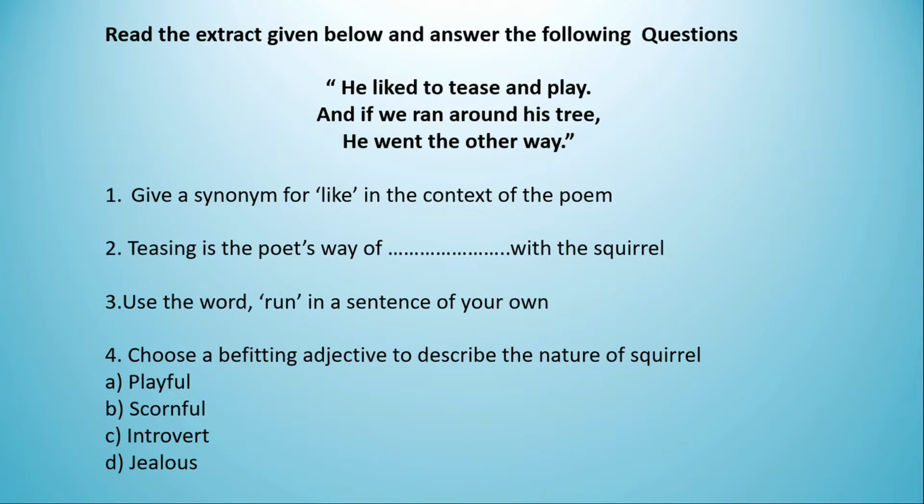So the line goes, he liked to tease and play. First of all, identify where these lines exist in the poem. Are they in the beginning or are they towards the end? He liked to tease and play, and if we ran around his tree, he went the other way. Children, you have to learn the recitation also, and I would highly recommend you to learn this poem by heart. Now these are the 3 lines I have already explained. The first question that you have to attempt is, give a synonym for like in the context of the poem.